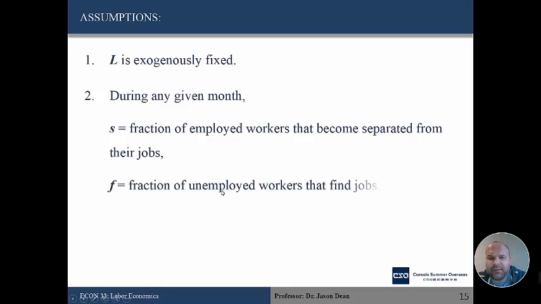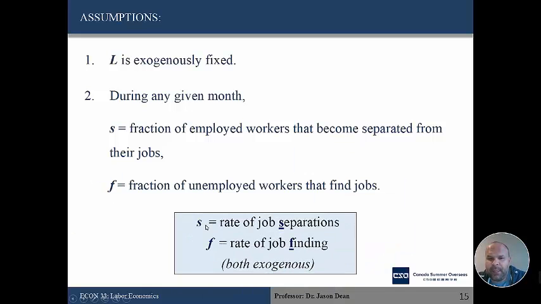And during any given month, we're going to have a fraction of people who are employed becoming unemployed. So they're separated from their jobs. And we're also going to have a fraction of unemployed workers that find jobs. Okay? So S is the rate of job separations, and F is the rate of job findings. And we're, again, just assuming both are exogenous to the model.